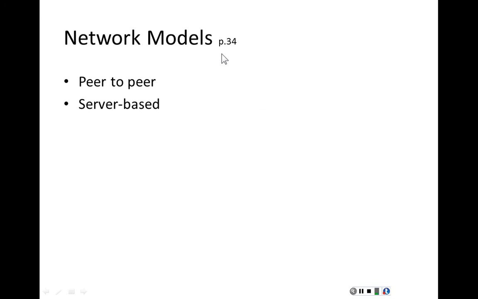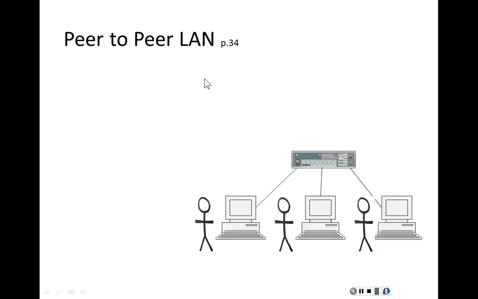Page 34 discusses networking models, peer-to-peer and server-based. A peer-to-peer networking model would only be used in a very small organization. In a peer-to-peer network, there is no file server. You have a number of workstations which are connected to a switch, and anybody can access anybody else's hard disk. And I guess that's not so bad if you only have 2 or 3 or 4 co-workers. But if you've got 100 people working together, that's just not a good way to go. So the peer-to-peer network is only for a small office with a small number of users.